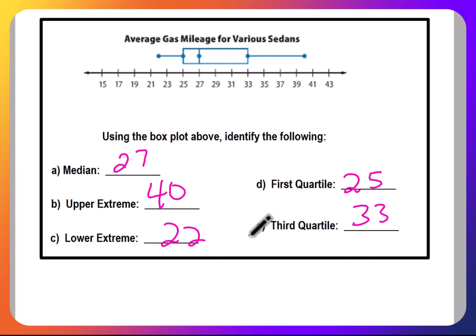The first quartile, it's the first part of your box as you go from the left side. So that's the left side of the box, it's at 25. And the right side of the box is your third quartile, 33. How'd you do?